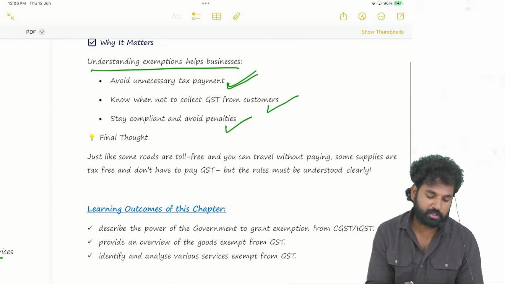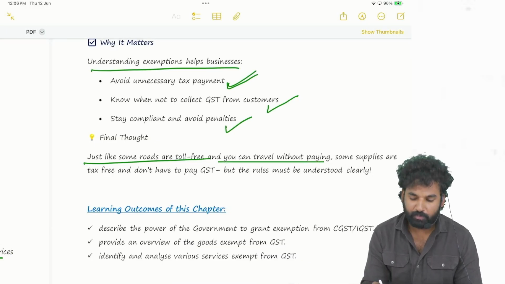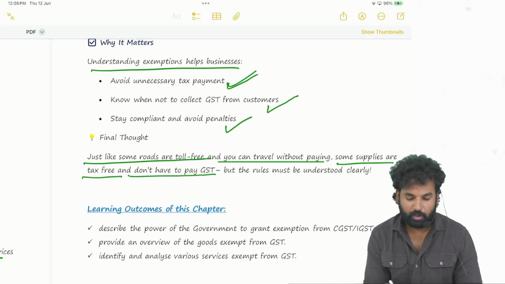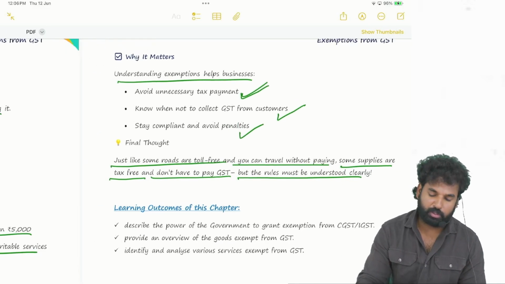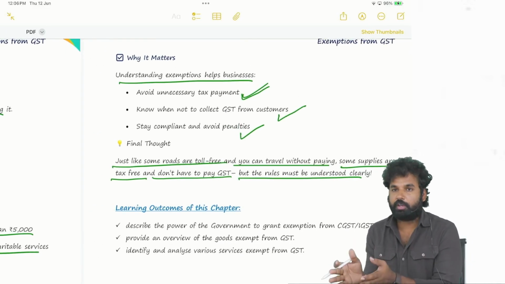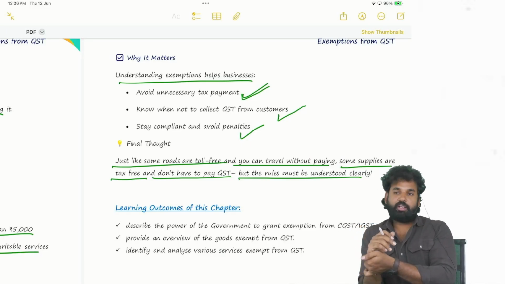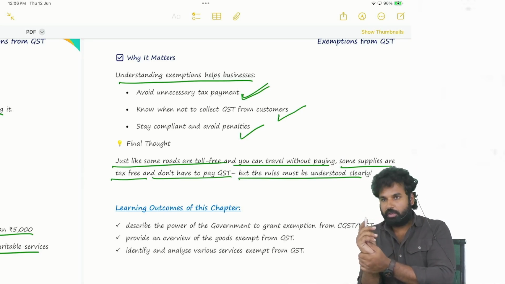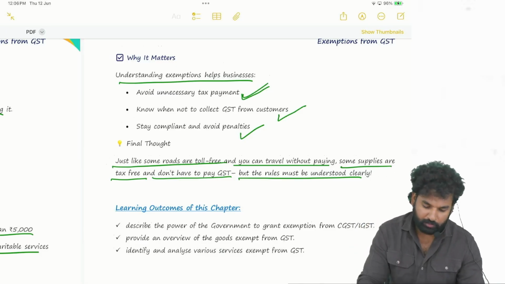Just like some roads are toll free and you can travel without paying, some supplies are tax free and you don't have to pay GST. But the rules must be understood clearly. So this is all about exemptions, which we have to start. Exemptions by Notification 12/2019, the mega exemptions, we have to study. There are exemptions with respect to goods, and there are exemptions in the case of services as well. So we have to study the list of exemptions. After a break we will start.